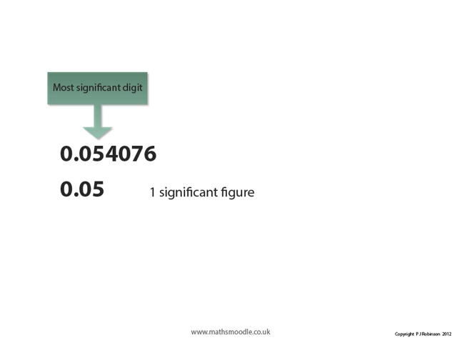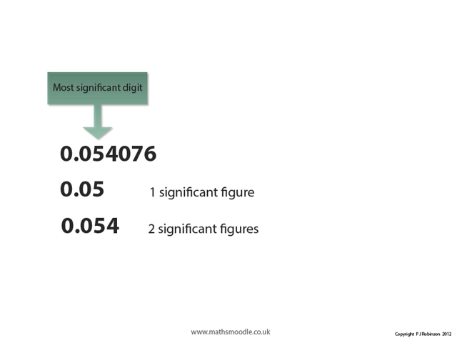To round this number to two significant figures, we would look at the 5, the 4, and the number following the 4, which is a 0. Again, the 0 would not cause us to need to round up, so we would stick with the 5 and the 4, giving 0.054 to two significant figures.